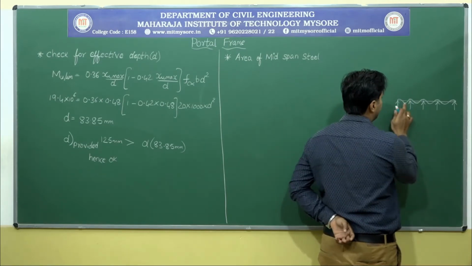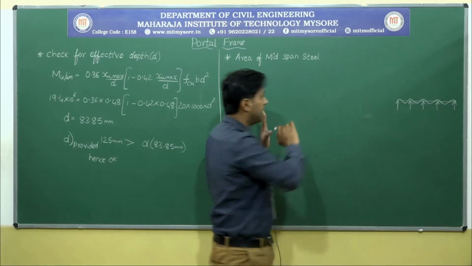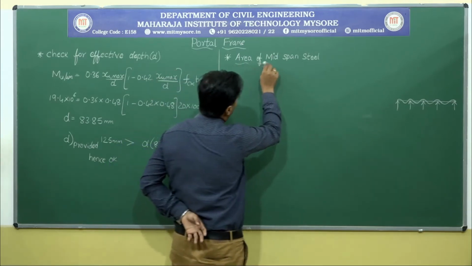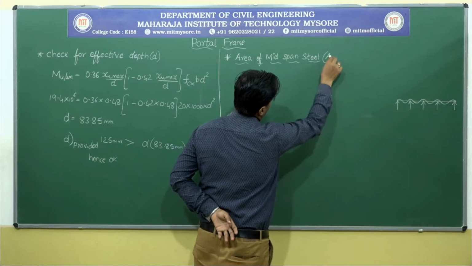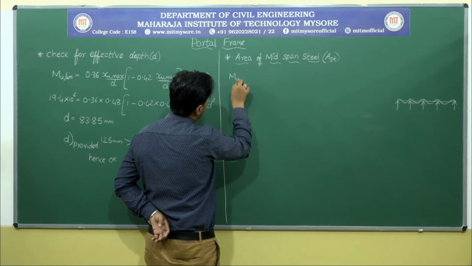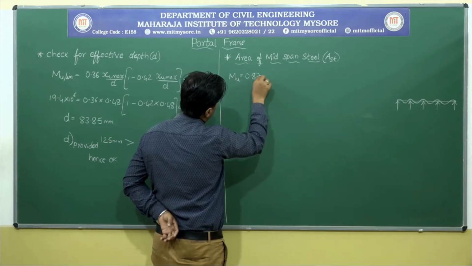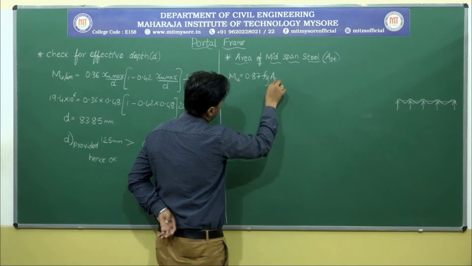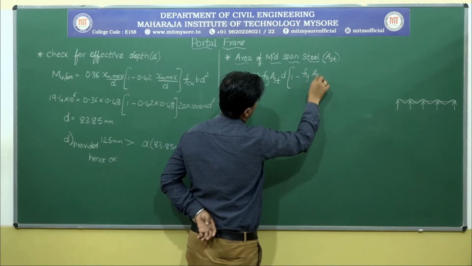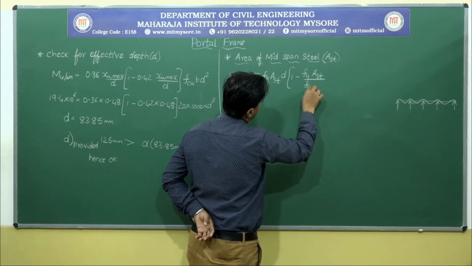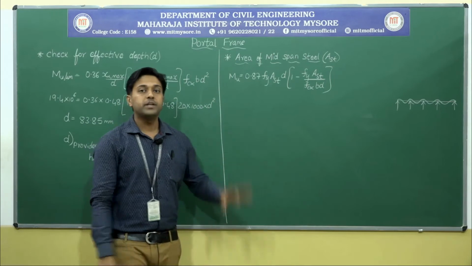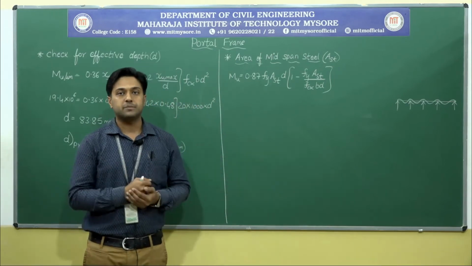So that's why we need to calculate the area of steel in the mid span as well as the area of steel in the support positions. Now, area of mid span steel. Same thing, Ast. How to calculate the Ast? Using the formula Mu is equal to 0.87 fy Ast into d into 1 minus fy Ast divided by fck b d. Now the important thing is which particular value of Mu you need to substitute.